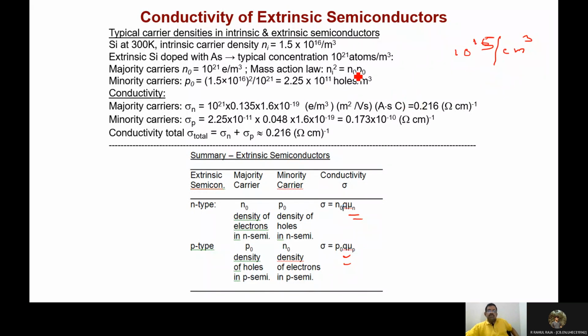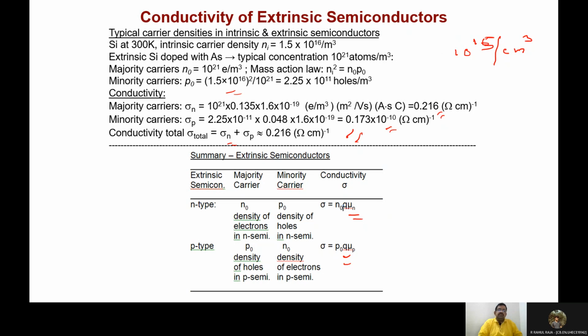Okay, so when I substitute with the mass action law, I can calculate what p0 is. Once I know p0, I can tell what is the conductivity due to the majority carrier and the conductivity due to the minority carrier. The minority carrier contribution is extremely small compared to the majority carrier. Therefore, we can very clearly say the conductivity is primarily due to the majority carrier. That is exactly what it is. With that, I end this lecture. I hope you have understood semiconductors to the extent that is required for a course like devices and circuits.